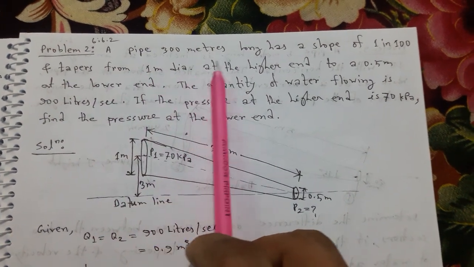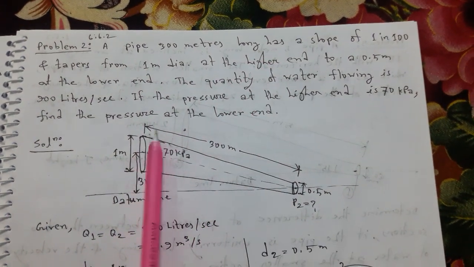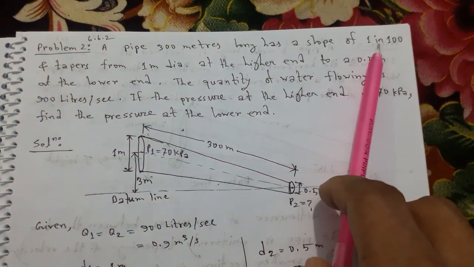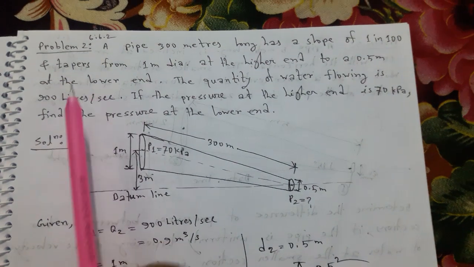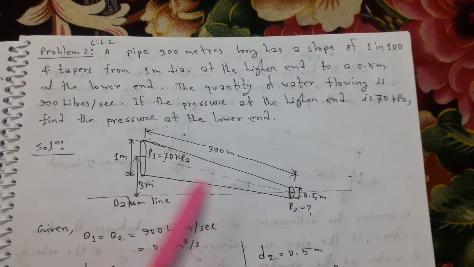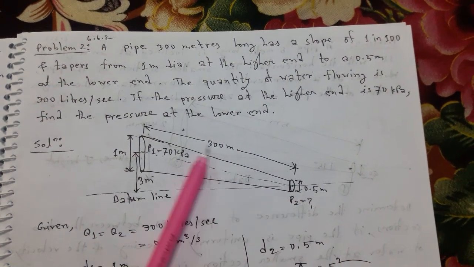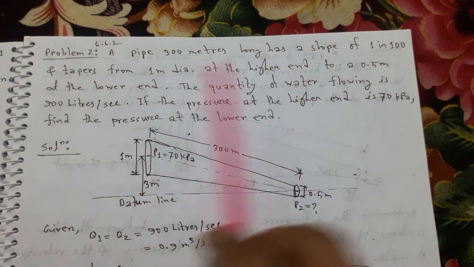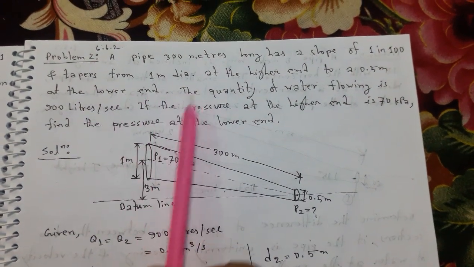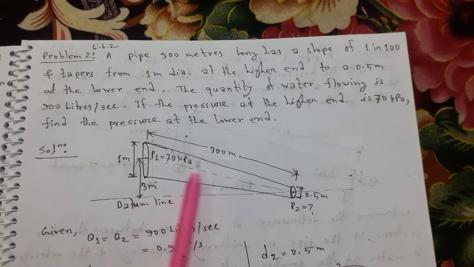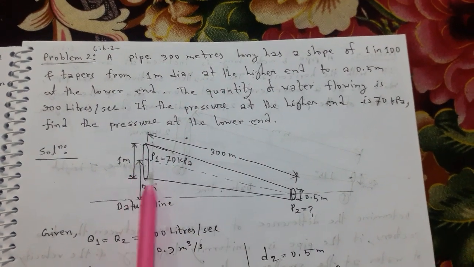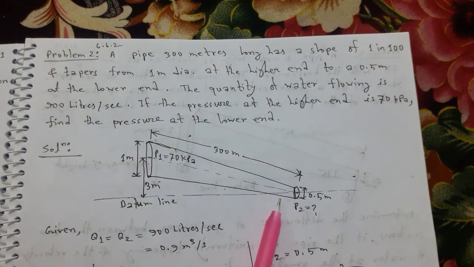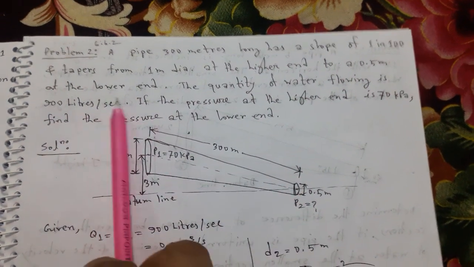A pipe 300 meters long has a slope of 1 in 100. The slope value is given as 1 in 100, and the pipe tapers from 1 meter diameter at the higher end to 0.5 meter at the lower end.